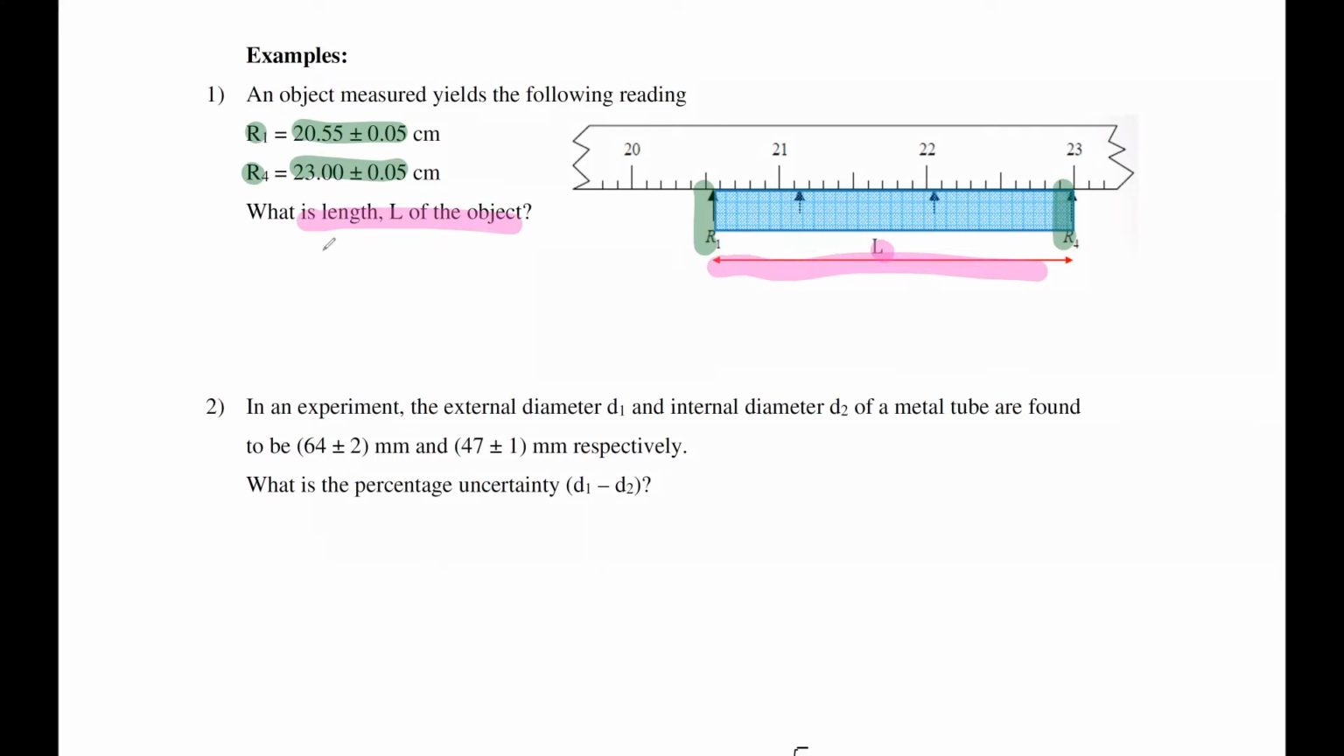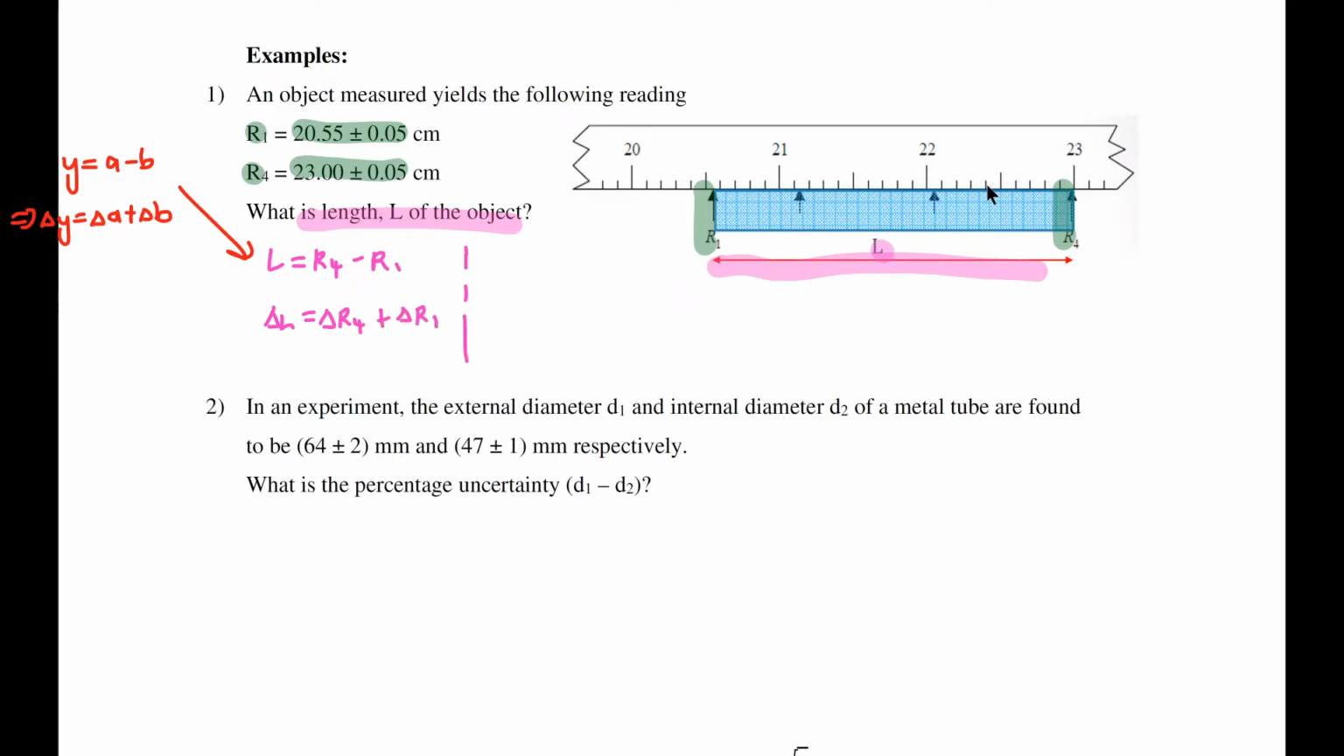We can say that L equals R4 minus R1. Notice that this form of equation is similar to y equals a minus b, where we then say that the epsilon uncertainty of y is equal to the epsilon uncertainty of a plus the epsilon uncertainty of b. If we apply it to this case here, we can say that the epsilon uncertainty of L is equal to the epsilon uncertainty of R4 plus the epsilon uncertainty of R1.